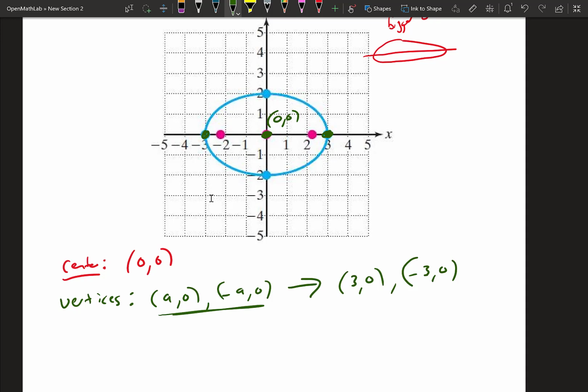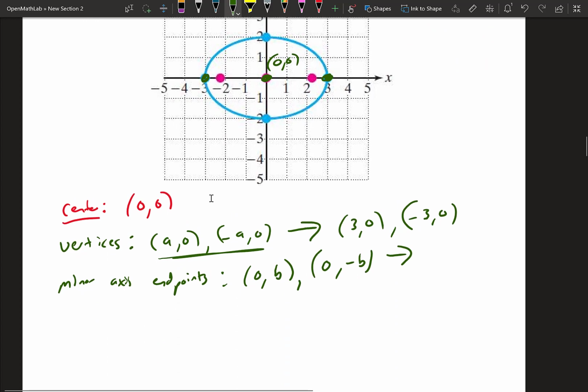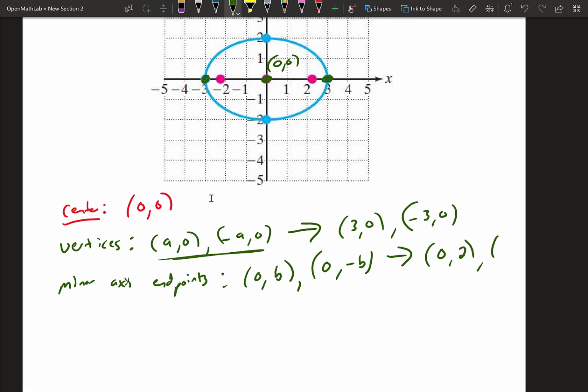So then the minor axis endpoints, this is the next thing we want to find. That'd be 0, comma b, and 0, comma negative b. So b was equal to 2, right? So this would be the point 0, 2, and 0, negative 2. That would be this point and this point. So in other words, this is my major axis, and that's called the minor. So just to practice those terms.